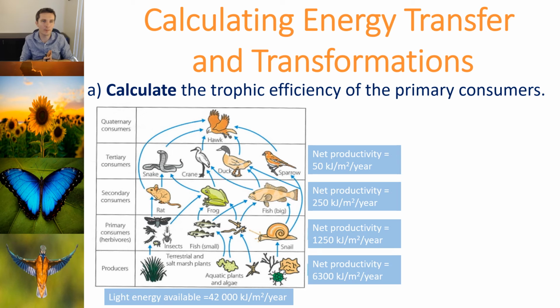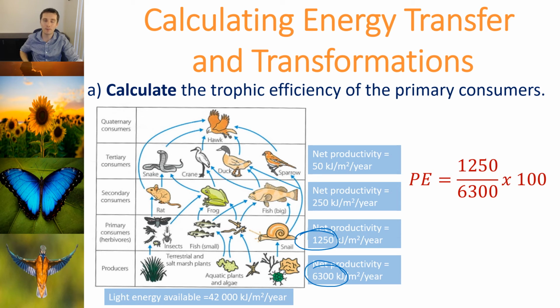One more practice question. Calculate the trophic efficiency of the primary consumers. Looking at this, you know the formula, which is the productivity of the level that you're focusing on divided by the previous level multiplied by 100. So for this, you'll do 1,250 divided by 6,300 multiplied by 100 to calculate our trophic efficiency, and that's going to be 20%. And you can do that for the others as well.